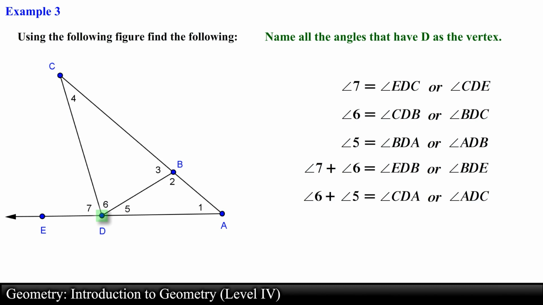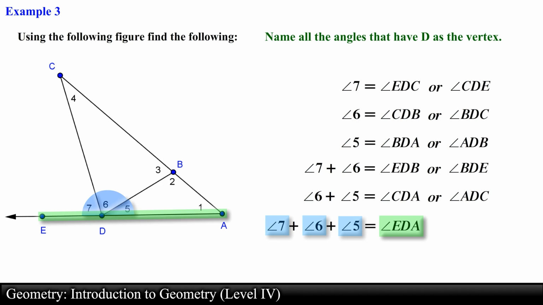The final angle is formed by the sum of angle 7, 6, and 5, and can be named as angle EDA or angle ADE. This is another example of a straight angle.